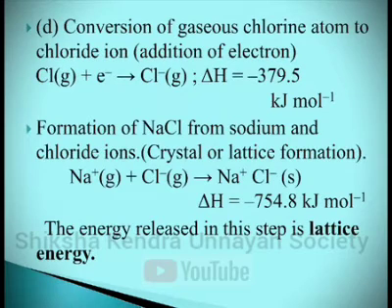Now, you will find here that chlorine gas is converted into chloride ion, and energy is released here. So, you can simply say that it is minus 379.5 kilojoule per mole. Formation of sodium chloride from sodium and chloride ions is called crystal or lattice energy, lattice formation. You will get Na plus gaseous state and Cl minus gaseous state giving Na plus Cl minus solid. Delta H will be negative, that is minus 754.8 kilojoule per mole. The energy released in this step is lattice energy.